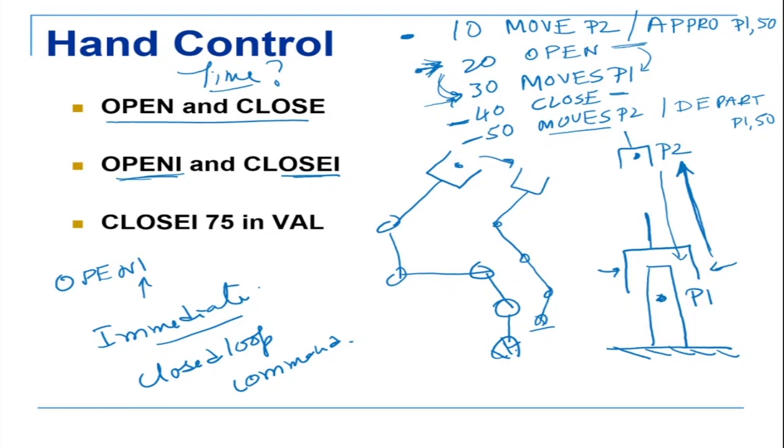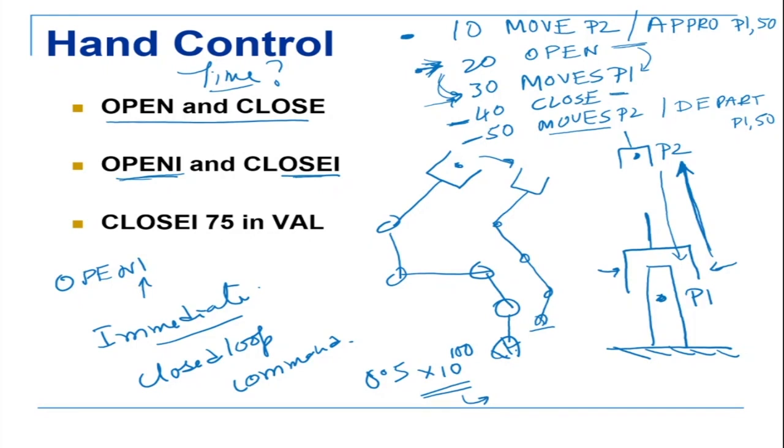Now, why that is important is because opening and closing takes time. It's a pneumatic controller, so it is going to take some time. And in a robot, even a fraction of a second is a lot of time. Why? Because if the opening is, say, 0.5 seconds, and the robot is going to do 10 to the power 100 operations, then you know what will be the error time, what will be the time saving now.